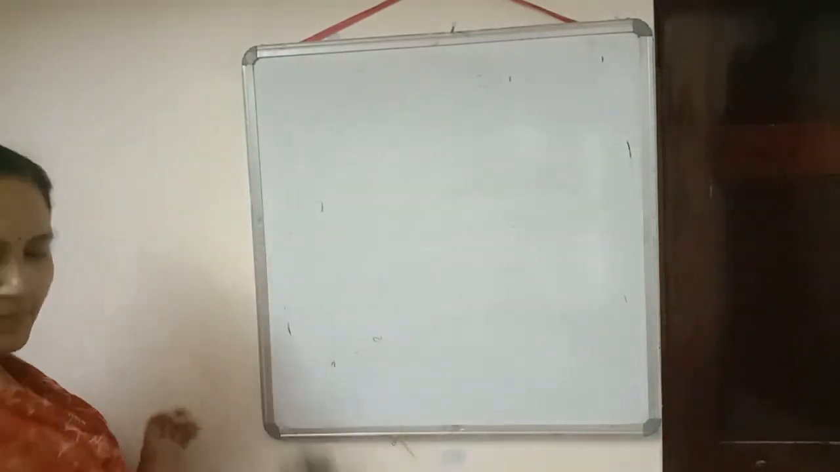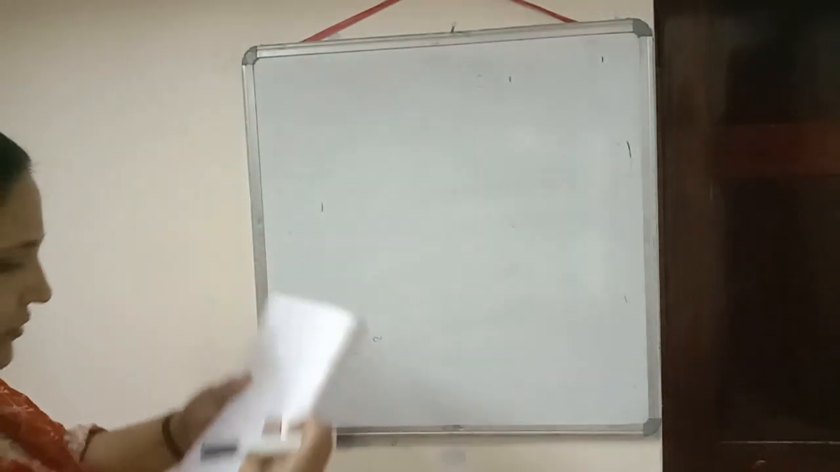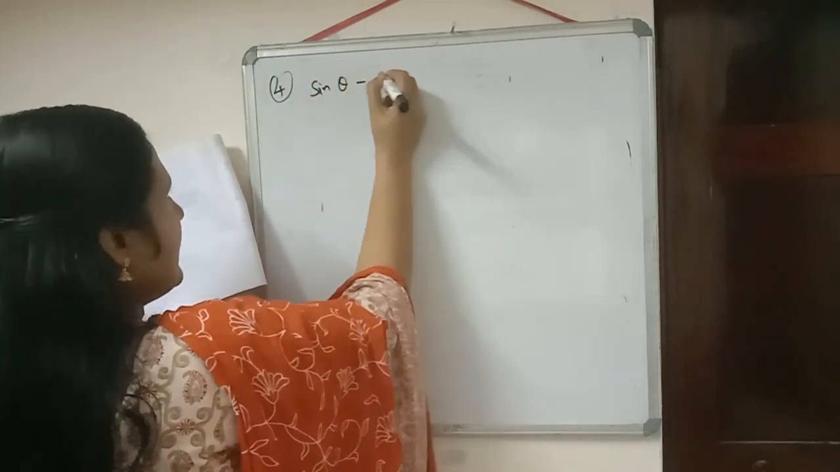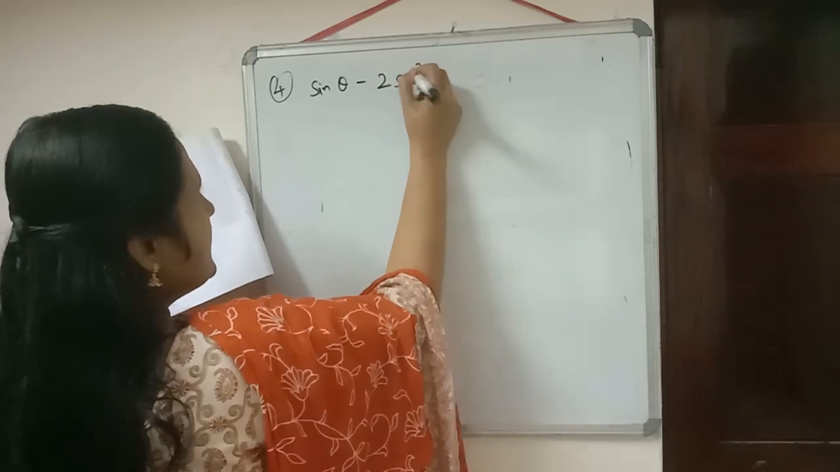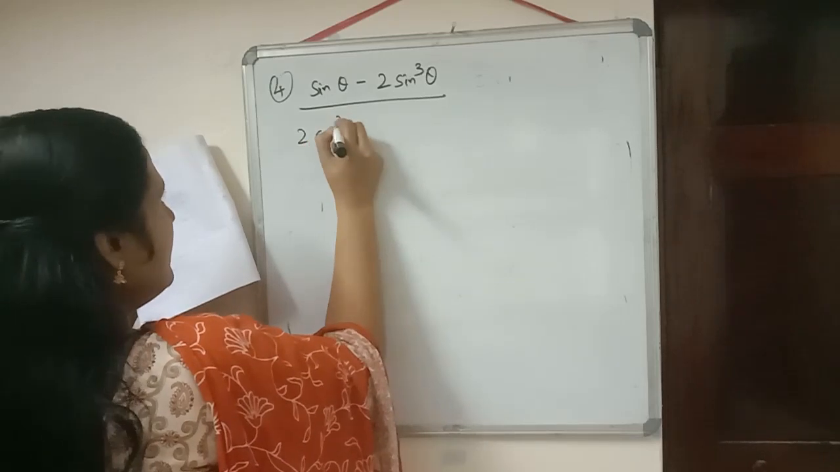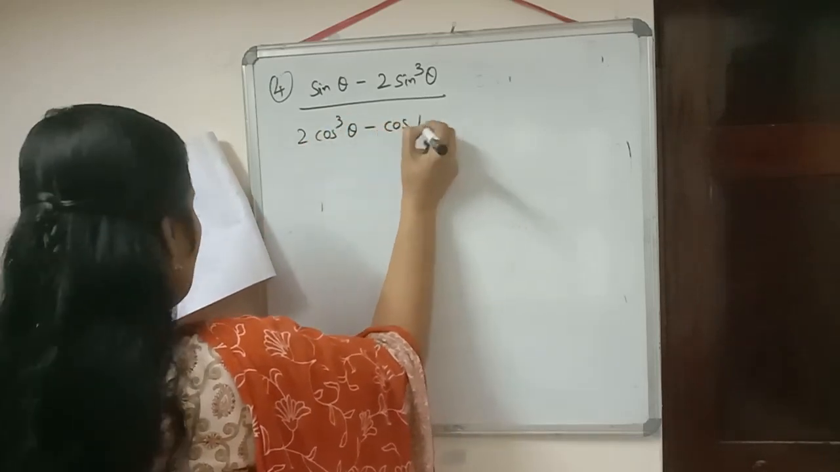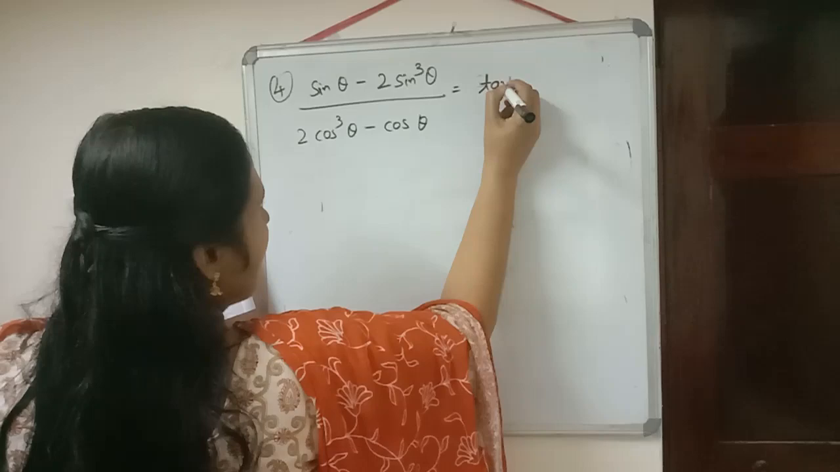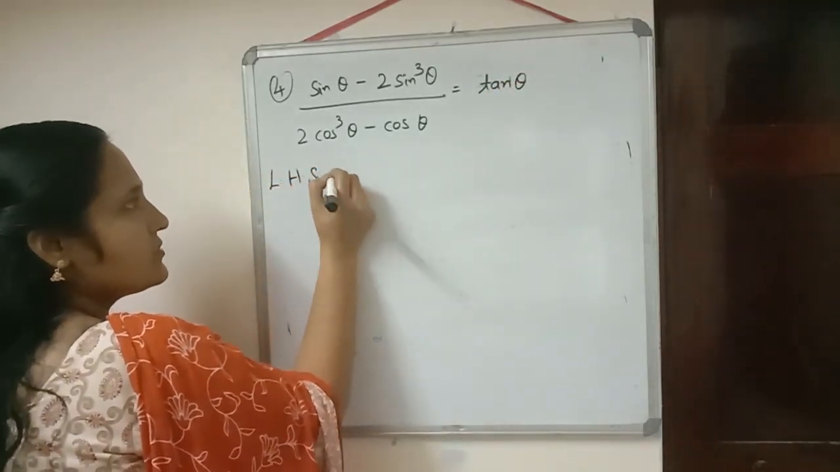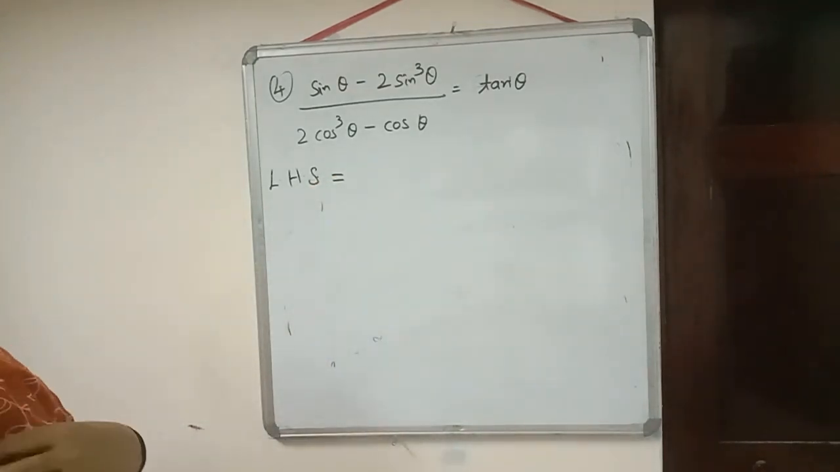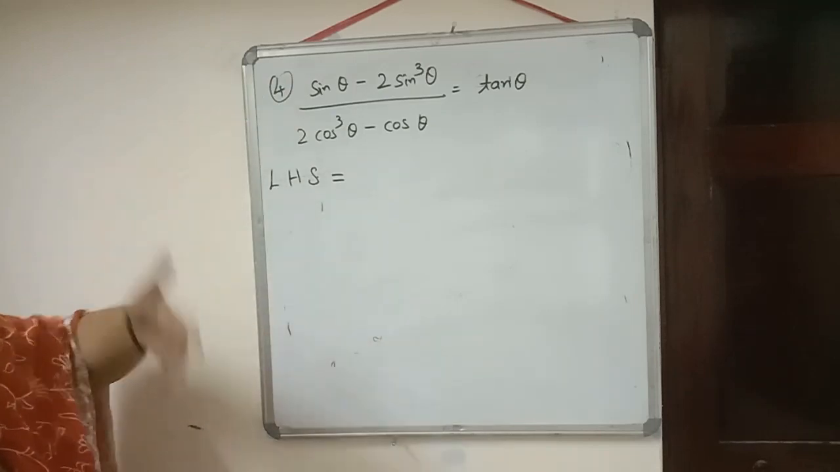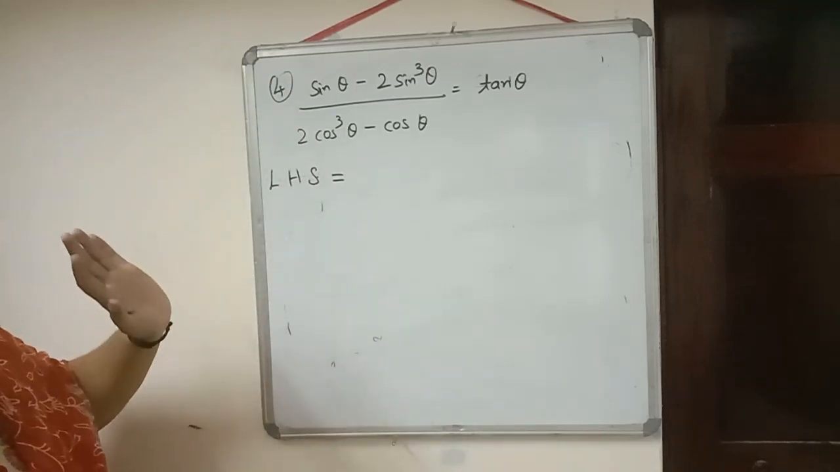Now write down question number 4. Question number 4 is prove that (sin theta minus 2 sin cube theta) by (2 cos cube theta minus cos theta) equal to tan theta. We have to prove this expression is equal to tan theta. So again we'll check the left hand side. So just to check, we have only one term there, so no need of doing any cross multiplication there.